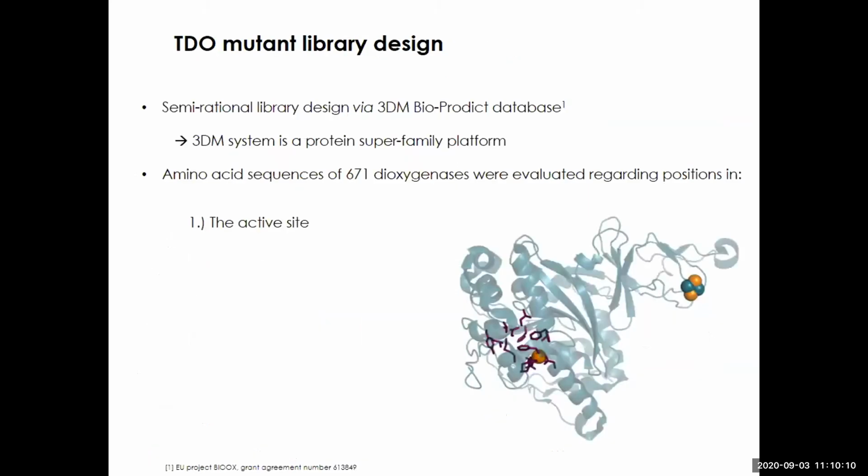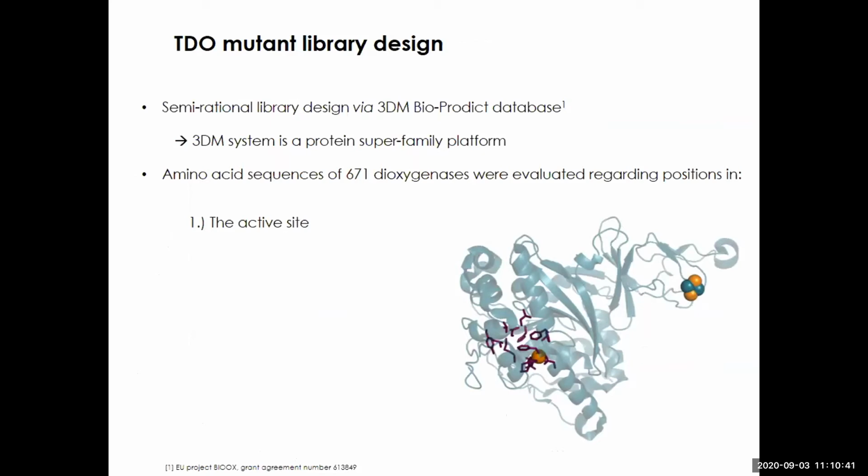For the library design, we used the semi-rational approach based on the 3DM database of Bioprodict. The 3DM database is a protein superfamily platform where amino acid sequences and hotspots are deposited. From over 8,000 dioxygenase sequences, which can be found there, we created a subset of 671 dioxygenases out of the subfamilies toluene dioxygenase, cumene dioxygenase, and naphthalene dioxygenase.